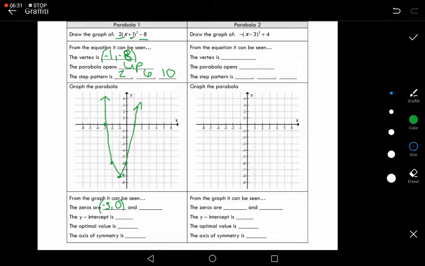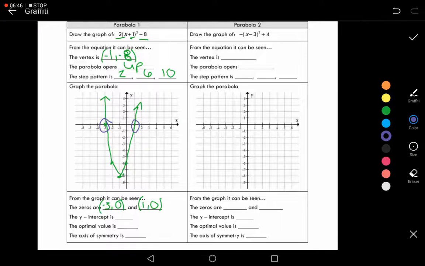And our other point we're crossing is at 1, 0. Okay, and again, I just saw that from my graph. So I see I'm crossing here and I'm crossing here. So those are my zeros.